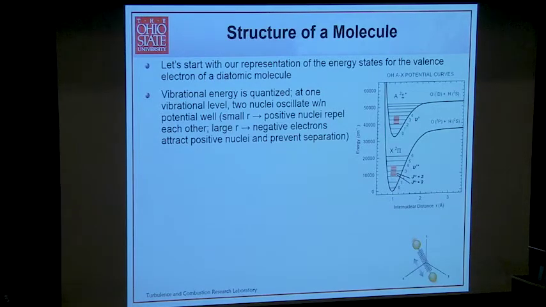So let's start looking at this: for any given level, the two nuclei oscillate within the potential well. What we can think about is that when we're at small r, the positive nuclei repel each other. They get closer, they try to send each other apart. But as they get too far apart, negative electrons attract the positive nuclei and bring them back so that they don't separate. We don't want separation. So this is what generates the idea of vibration. The molecule starts to vibrate.